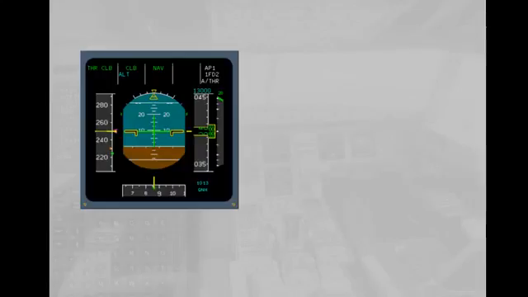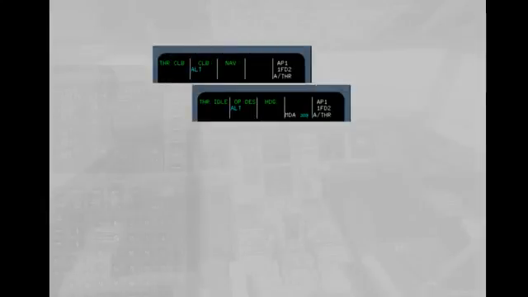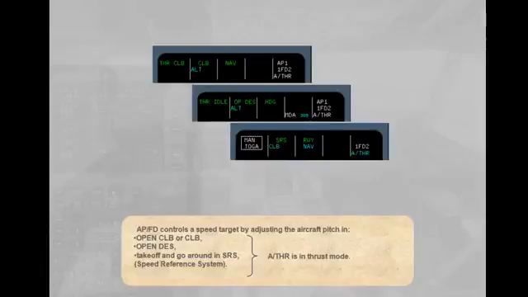When the autopilot flight director pitch or vertical mode controls a speed or Mach target, the autothrust controls a fixed thrust level. Autopilot flight director controls a speed target by adjusting the aircraft pitch in open climb or climb, open descent, takeoff and go around in SRS, speed reference system. Autothrust is in thrust mode.